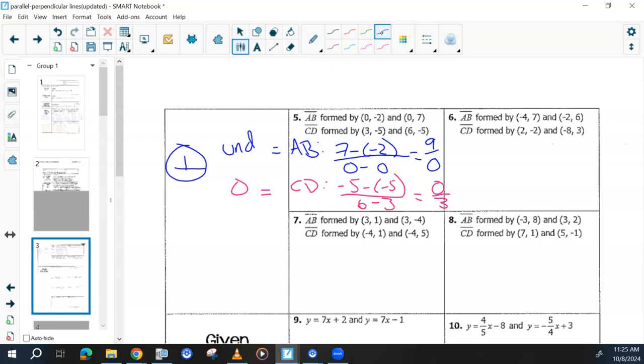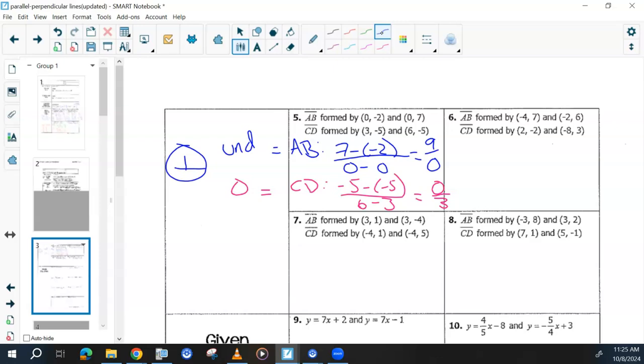Okay, and then kind of vice versa. If you saw two of the same types, like 0/3 and 0/5, those would both be parallel. Or 9/0 and 3/0, those would both be parallel also.